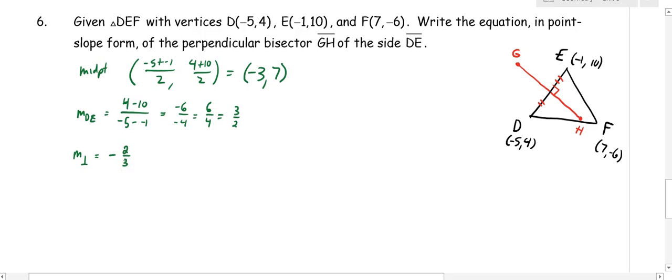So we're going to use the midpoint and the perpendicular slope to write our equation. So we would have y minus 7 equals negative 2/3 times x plus 3.